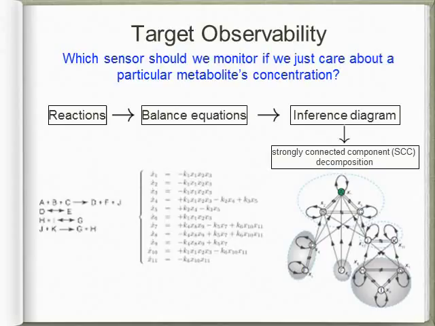Suppose we want to know the concentration of A, and measuring A directly is not feasible. Which one should we measure? Any guess?